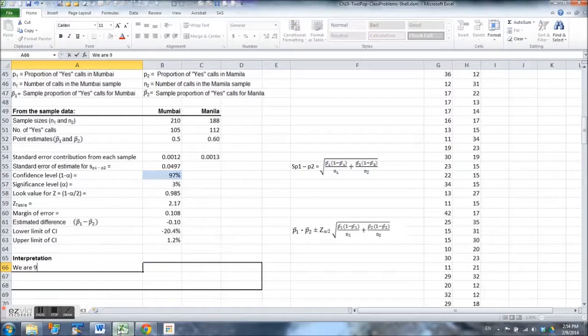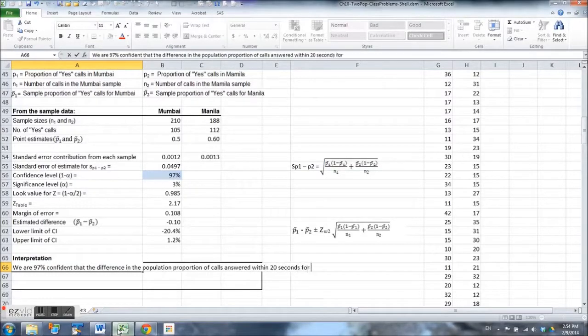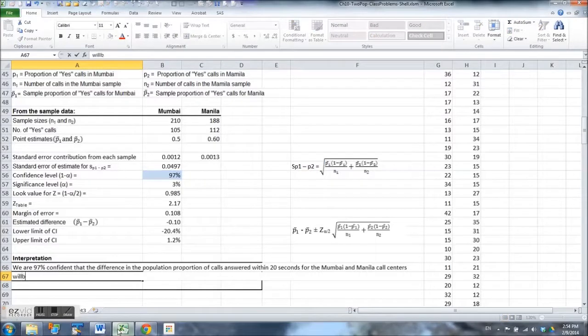So the interpretation is we are 97% confident that the difference in the population proportion of calls answered within 20 seconds for the Mumbai and Manila call centers will be between minus 20.4% and 1.2%.